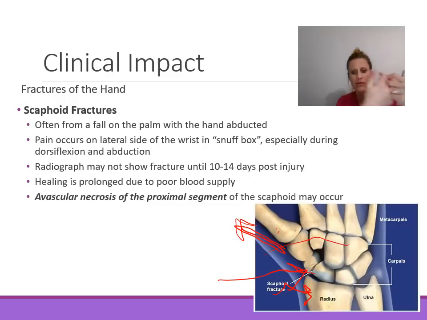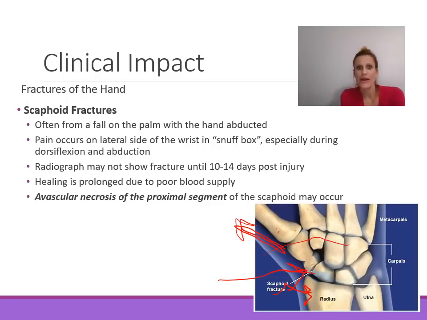In the very beginning of the semester, we looked at the snuff box, but if you go like this with your hand, you can see on the lateral side of the hand, this region right here, right in this little triangle, that's the snuff box. So when the hand is abducted, right, fingers out, and dorsiflexed, or flexed towards the dorsal side, there's typically excess pain here in the snuff box.